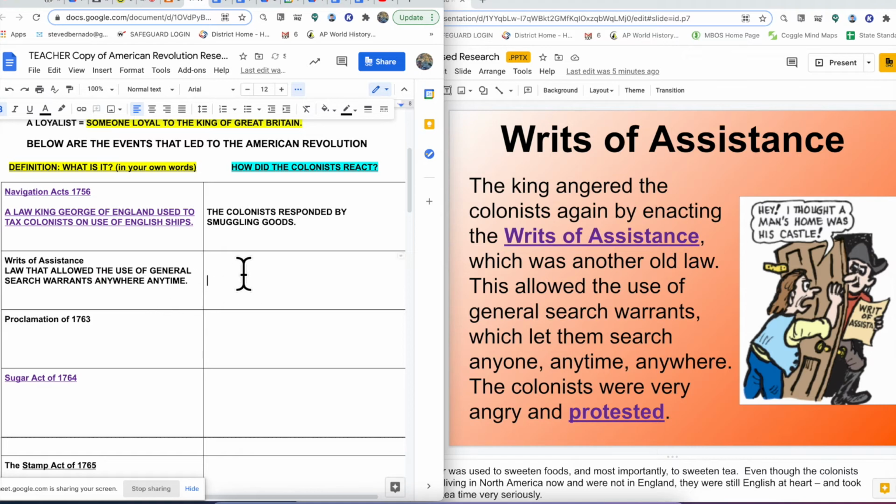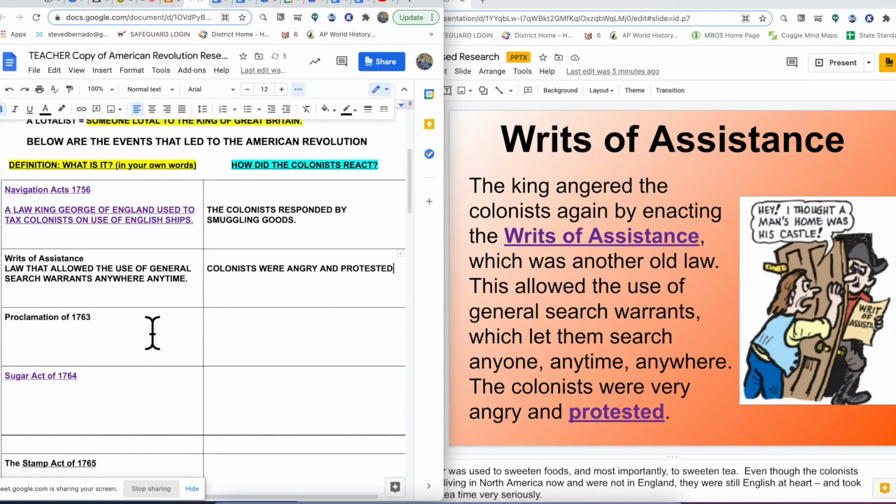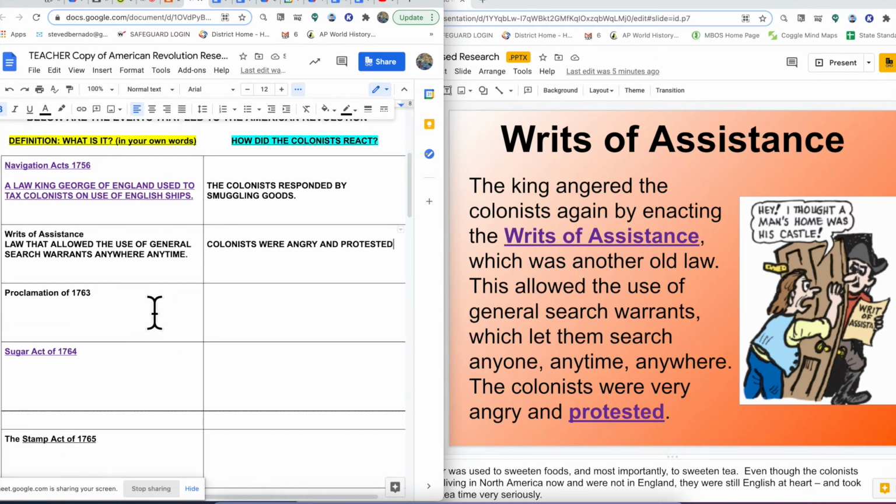All right. How did the colonists react to this? Ooh, they were angry. They protested. All right. So we can see two laws that the British thought were fair from their point of view, but the colonists from the 13 colonies thought were very unfair. Two sides to every story.